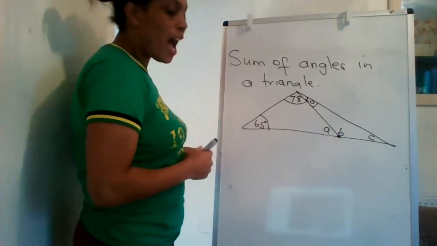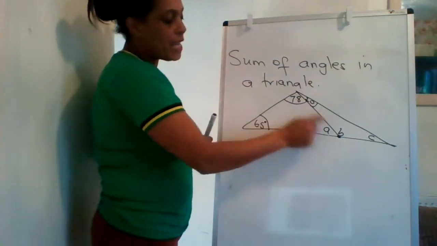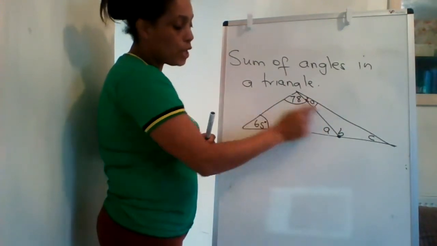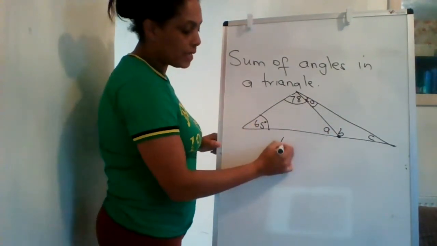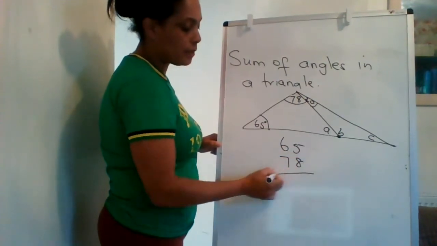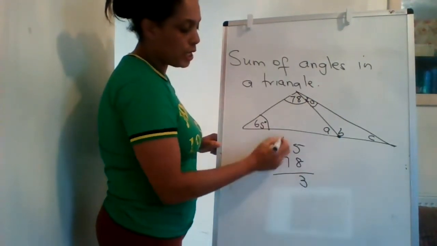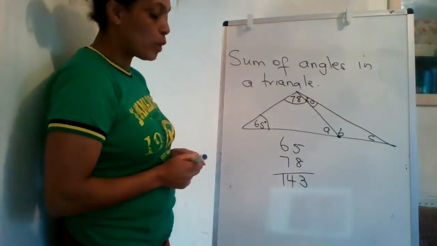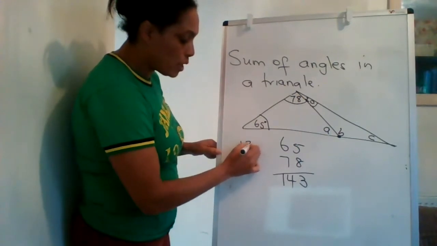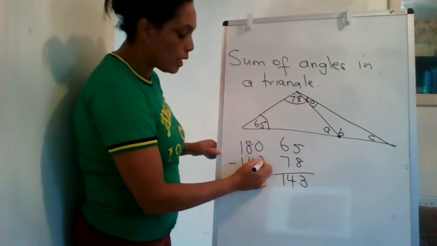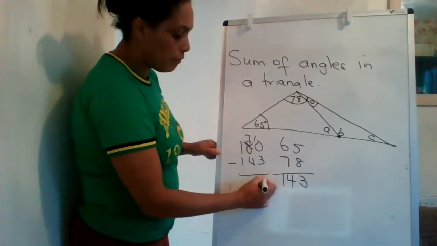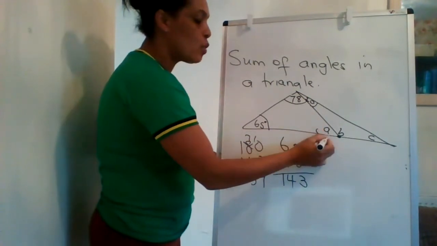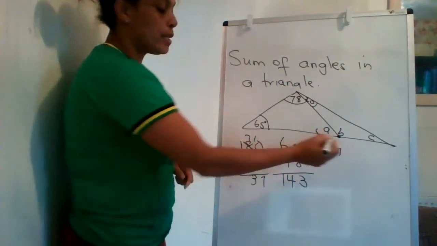So we've got to look. How are we going to find A? A is a part of a triangle. It's one of the angles inside of the triangle. So we can use angles in a triangle. We have 65, we have 78. 8, 9, 10, 3, 13, 7, 143. So that is going to give us 143. Now we have 180, take away 143. 7, 3. We have 37. So A is equal to 37 degrees.